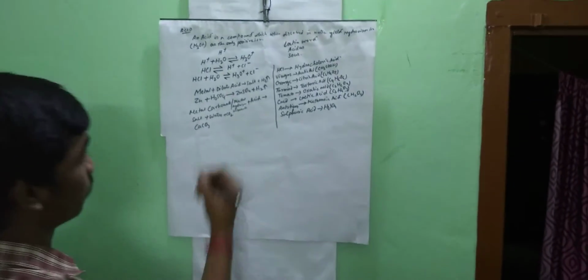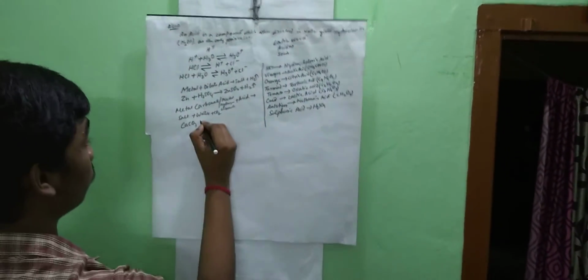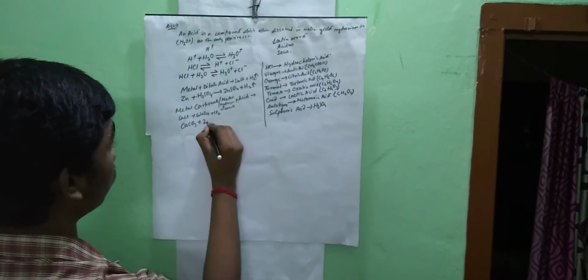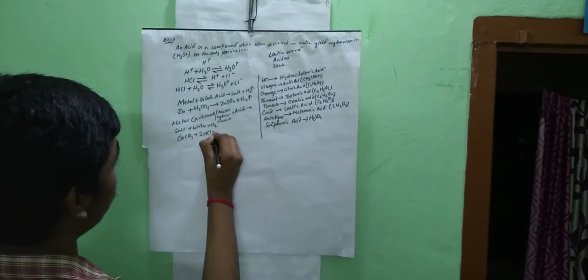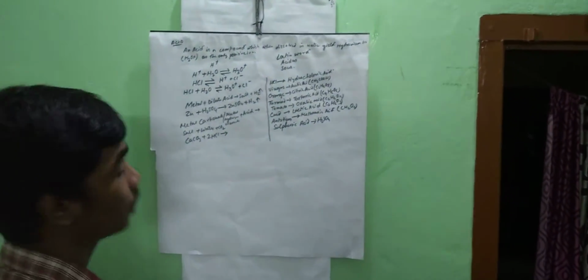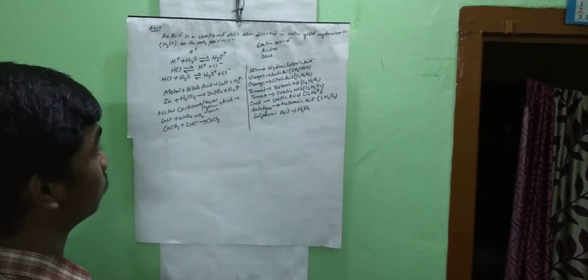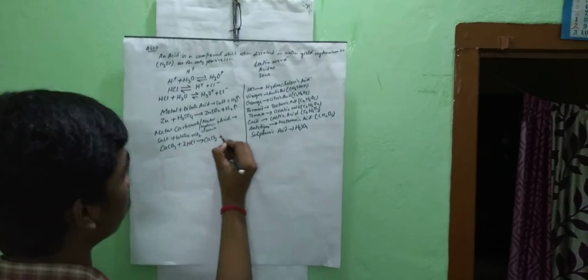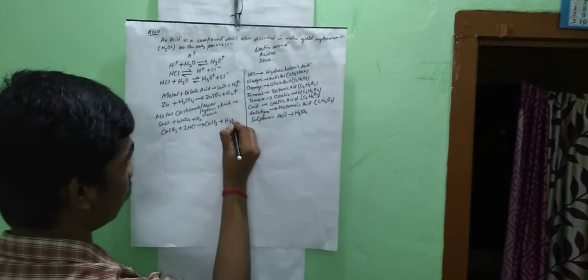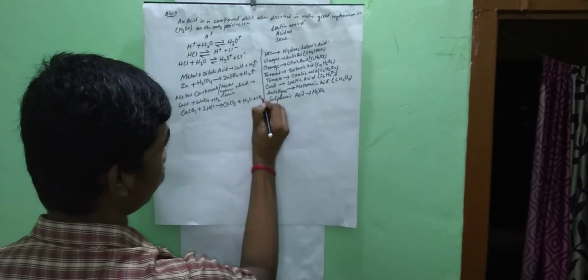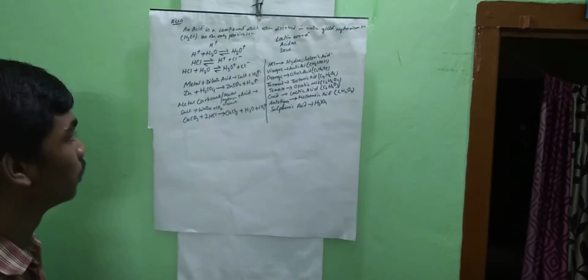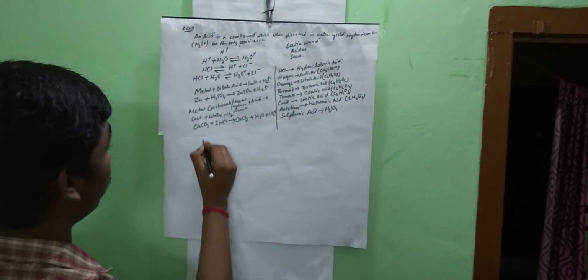For example, CaCO3, calcium carbonate, plus 2HCl gives CaCl2, calcium chloride, plus water plus CO2. CO2 will evolve.